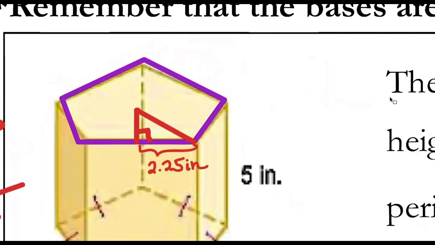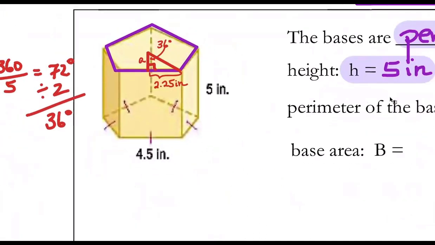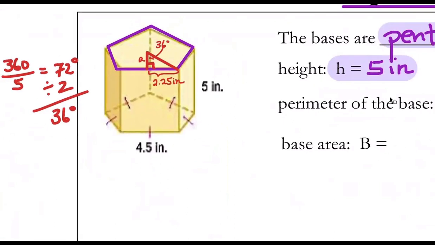So that little tiny angle in there is 36 degrees. That angle right there is 36 degrees. Okay, we need the apothem to be able to do 1/2 apothem perimeter. So I'm going to figure out what that apothem length is. And remember, this will be trigonometry because it's not a special right triangle.